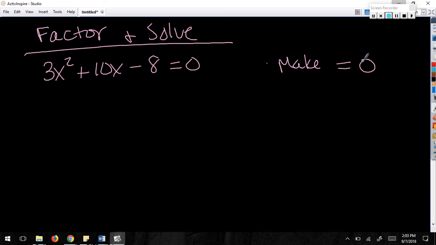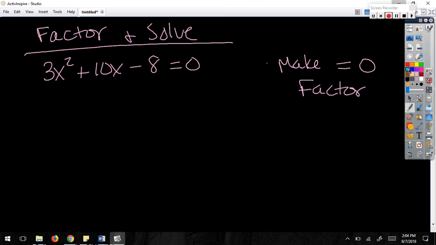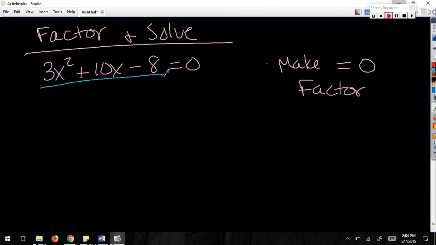That makes sense to everybody so far? If I had something on the other side, I'd need to move it back over. So now I need to factor. Everybody's favorite, right? Nope. Come on now. I've got to factor this. What is A? How about B? And C? Multiply the first and the last together. What do you get? Negative 24.